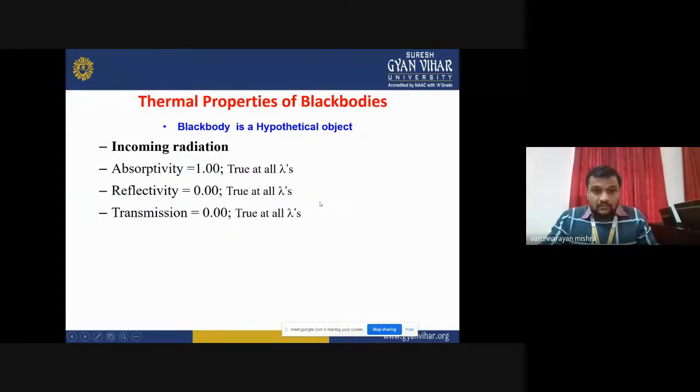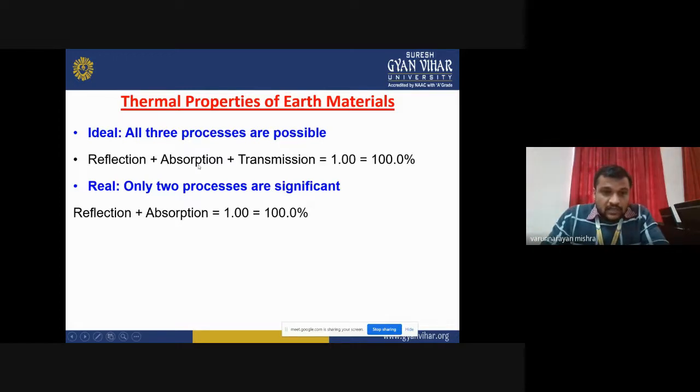Okay. The thermal properties of black bodies: as we know, a black body is a hypothetical object. It is considered to absorb all types of radiation, but that is not possible, so it may have some reflectivity and transmission. Ideally it should have the value of 1, but in the real world it has reflection as well as absorption.